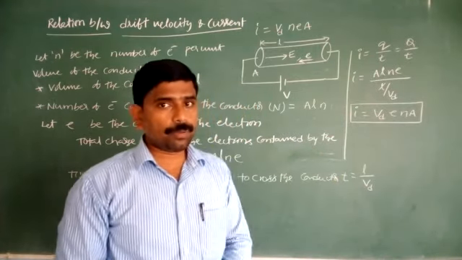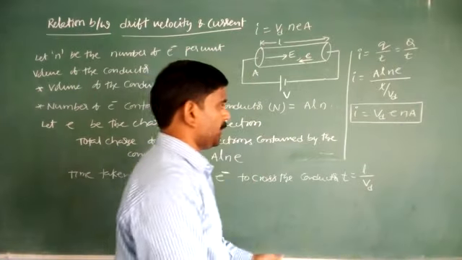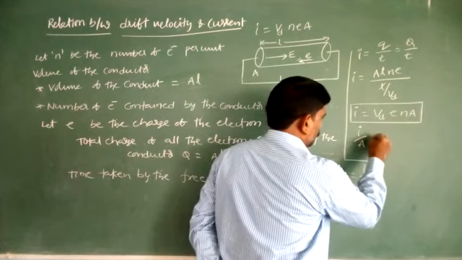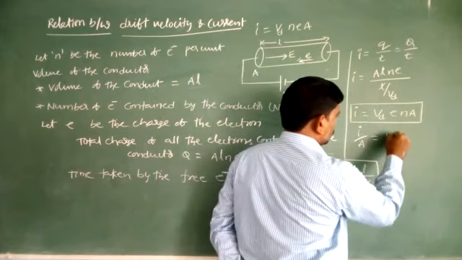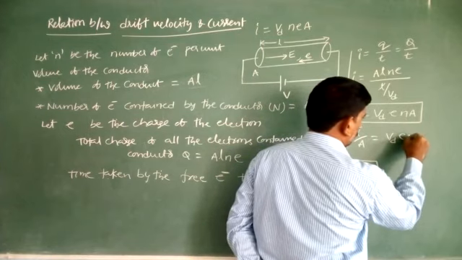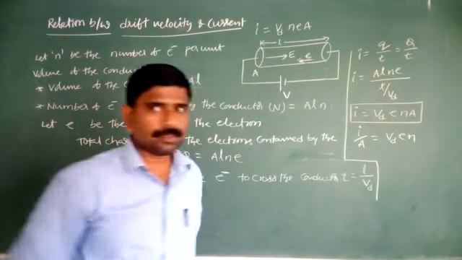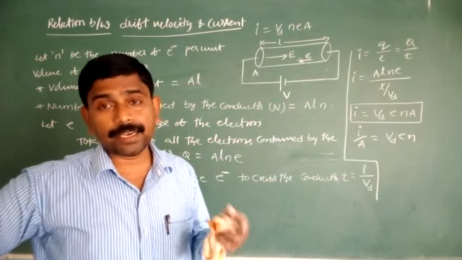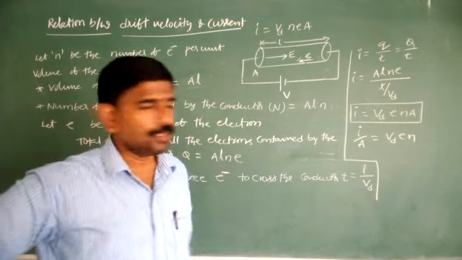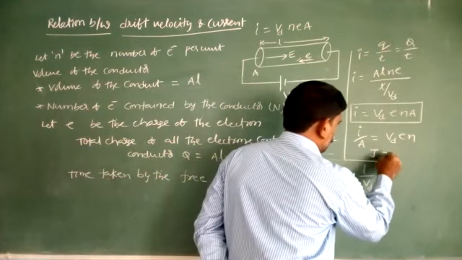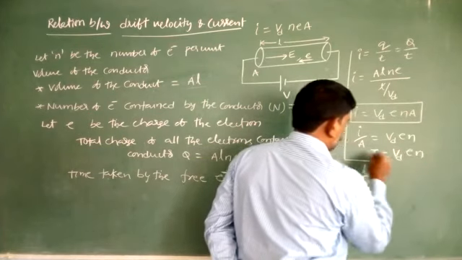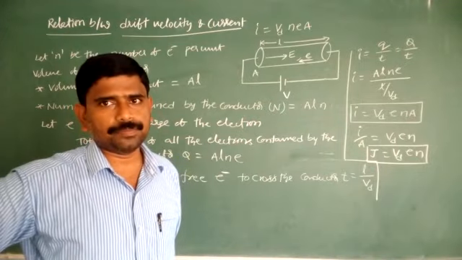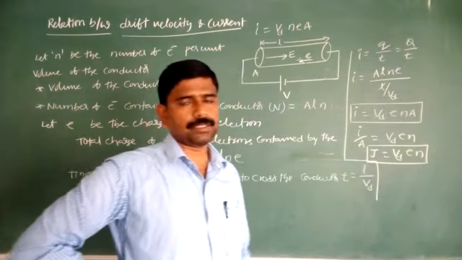So one more thing, from this one we are deriving one more expression, that is I by A is equal to Vd into E into N. I by A is nothing but the current density, denoted with the letter J. So current density J is equal to Vd into E into N. This is the relation between the current density and drift velocity.